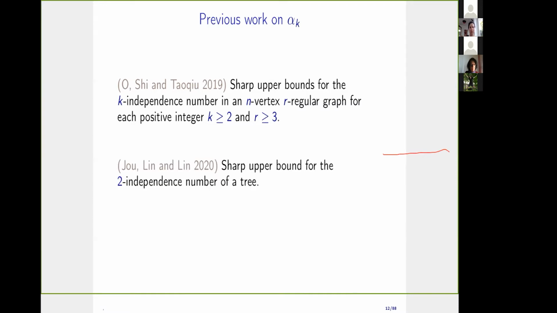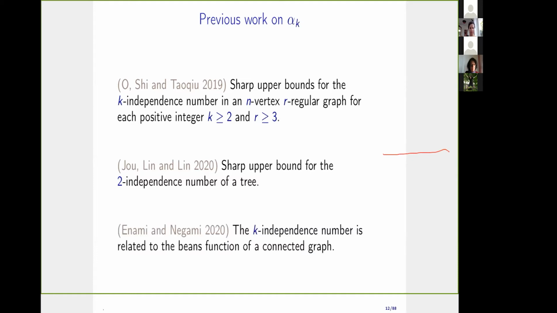Also in 2020, other bounds appear for the two-independence number of a tree. And recently, the k-independence number has been connected to certain Bose-type functions of a connected graph. That function is just, instead of considering the discrete version of a graph, they consider that an edge is a set of points, and then they impose the distance constraint on this set of points which form an edge, instead of just considering the vertices, as we normally do.